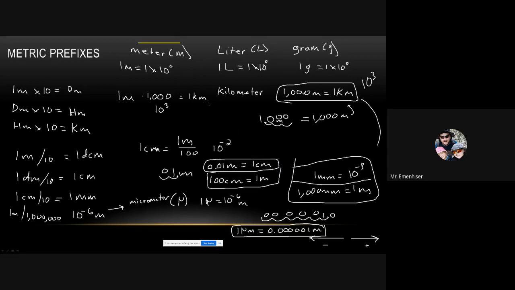We have our meter. So remember, it's just 1. So it means 1, or 1 times 10 to the 0, which is 1. We got a liter, which is 1. We got a gram.